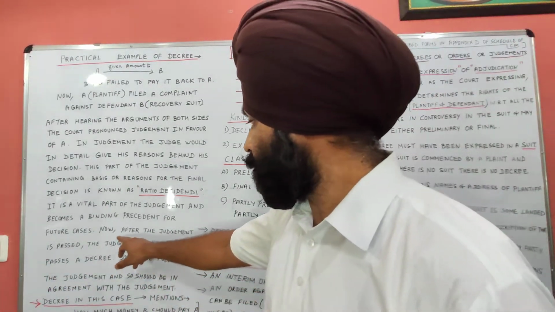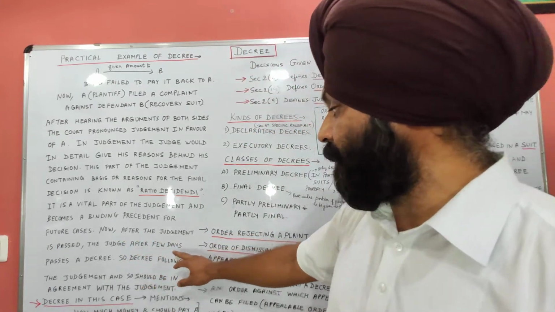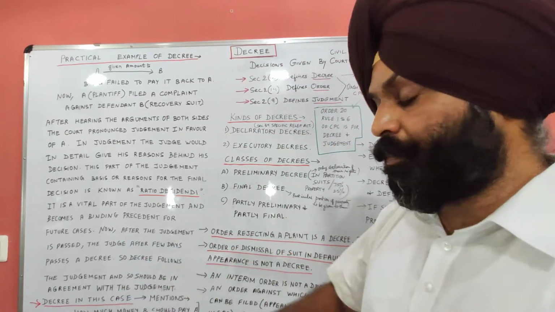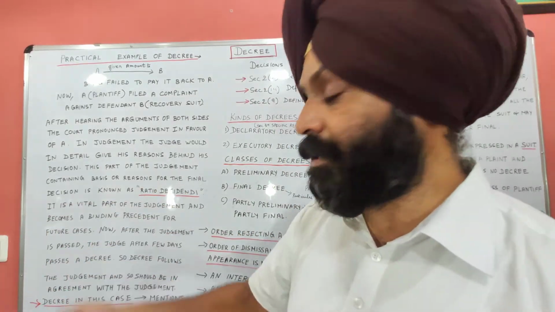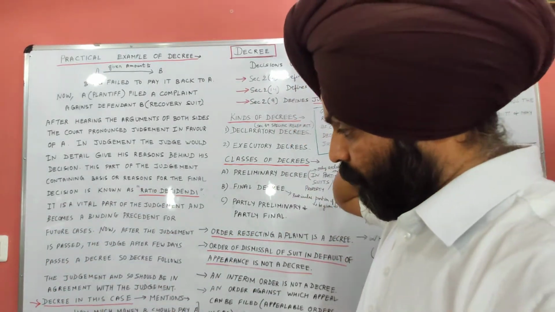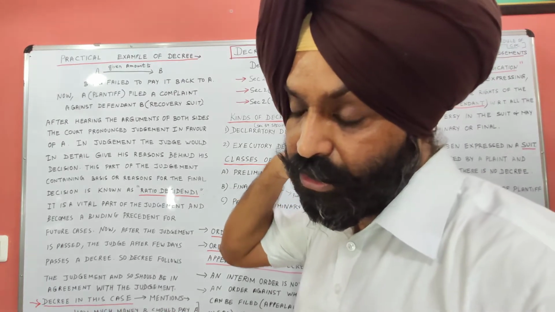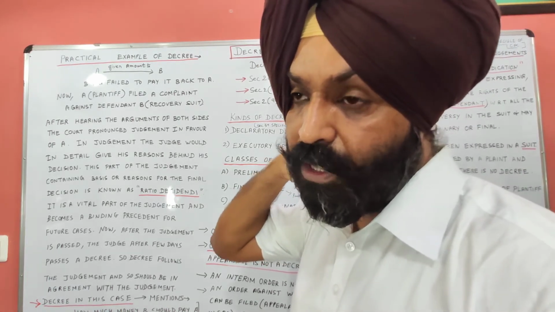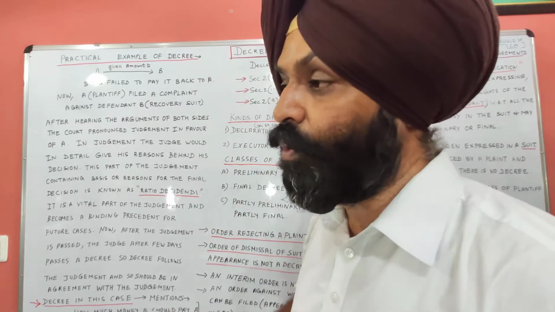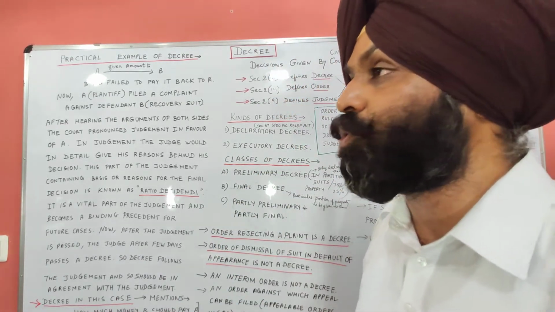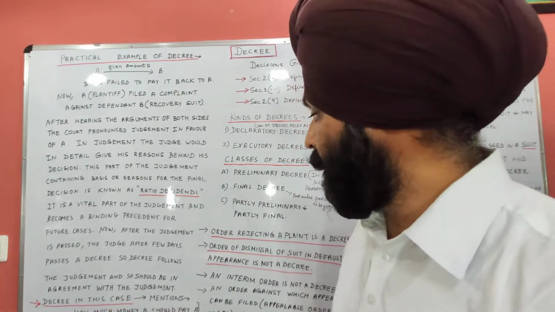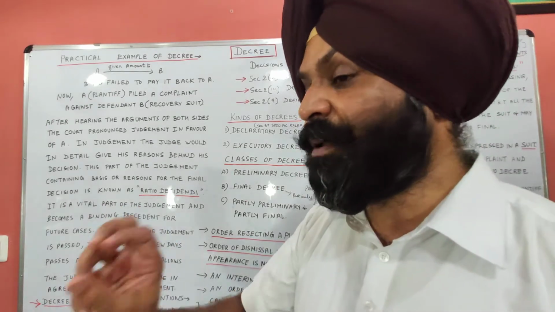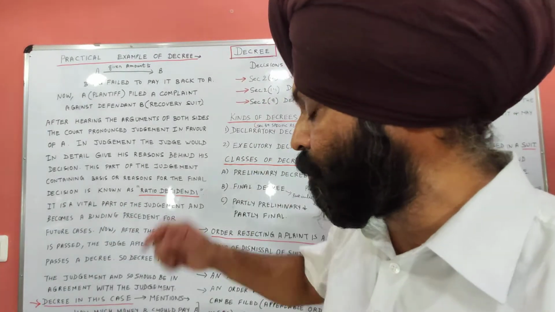So after the judgment is passed, the judge after a few days passes a decree. After the judgment is written by the court, then he can pass a decree. So I think it's not 15 days. After the pronouncement of judgment, there are a few days, and after some time, the court has to write the judgment also. Specifically, what time is given? It's in the CPC. It's not coming to my mind.